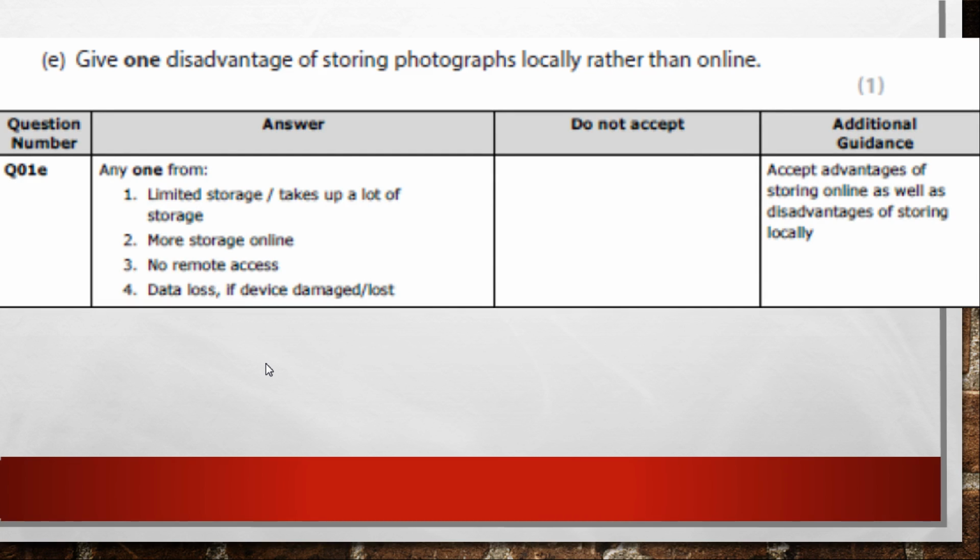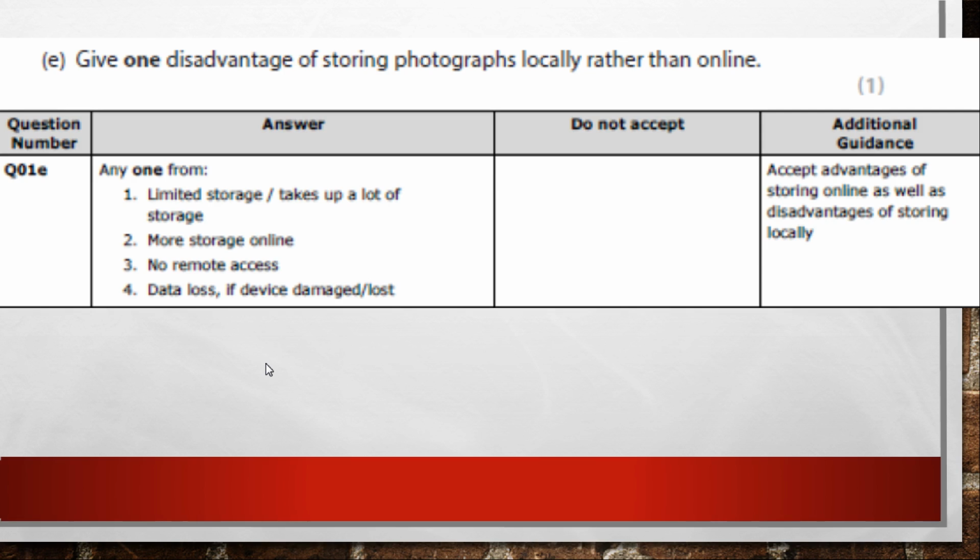Well, the disadvantages locally than online. You've got limited storage. You might not have a lot of storage online. You may do, offline on your computer. There's obviously more storage online. Okay. There's no remote access, the obvious one.